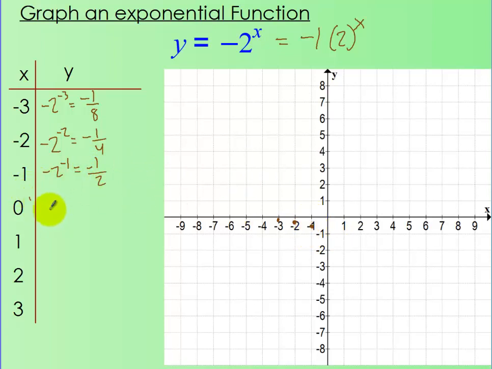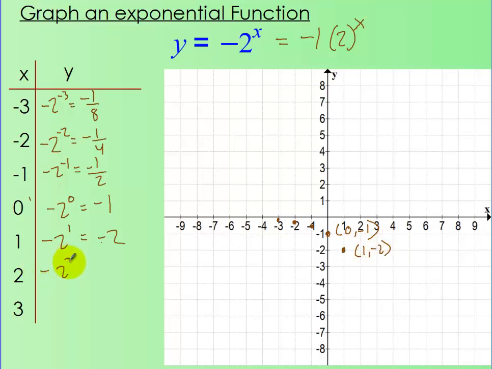When you have 0, you'll have negative 2 to the 0 power. 2 to the 0 power is 1, so that's negative 1. And I can go right here. I'll start labeling some of these points. I'm going to label that 0, negative 1. And then moving on from that, negative 2 to the 1 power is just going to be negative 2. So I'm going to put a plot right here. We'll go 1, negative 2.